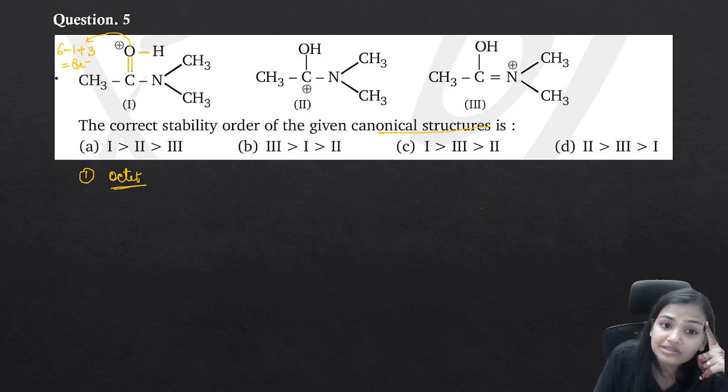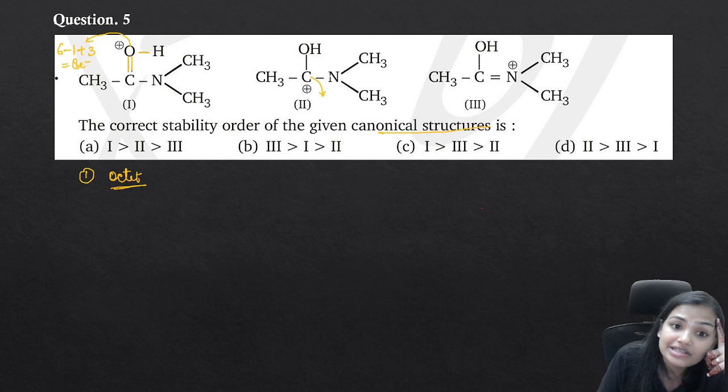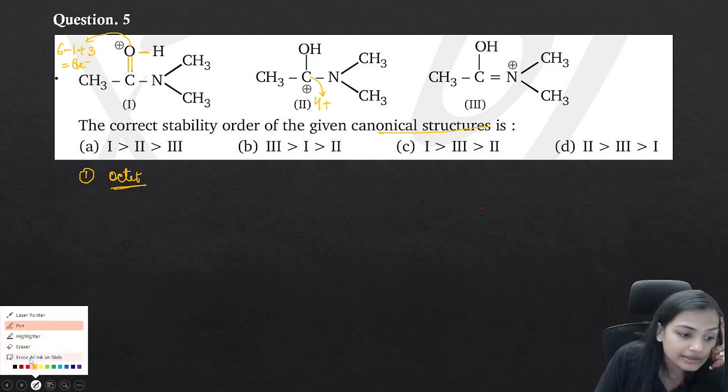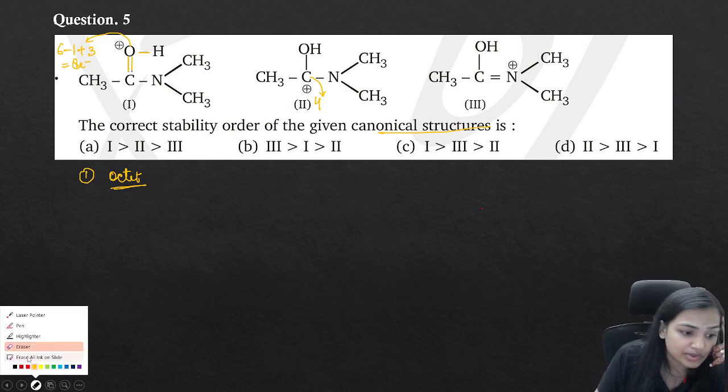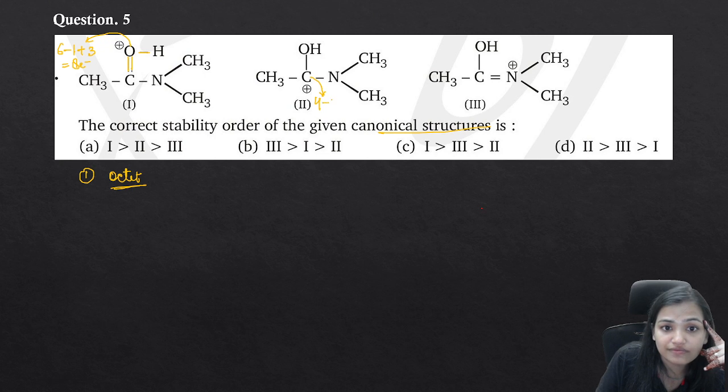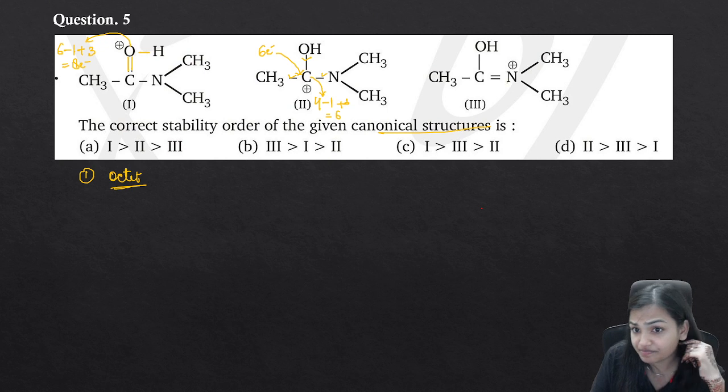Look at the carbon. Guys, carbons are always 6 electron species because we know carbon has 4 electrons, and if it has a positive charge, you have to account for the loss of 1 electron, and then 3 bonds are getting formed. So 4 minus 1 is 3, plus 3 is 6 electrons. So yes, they are always 6 electron species.